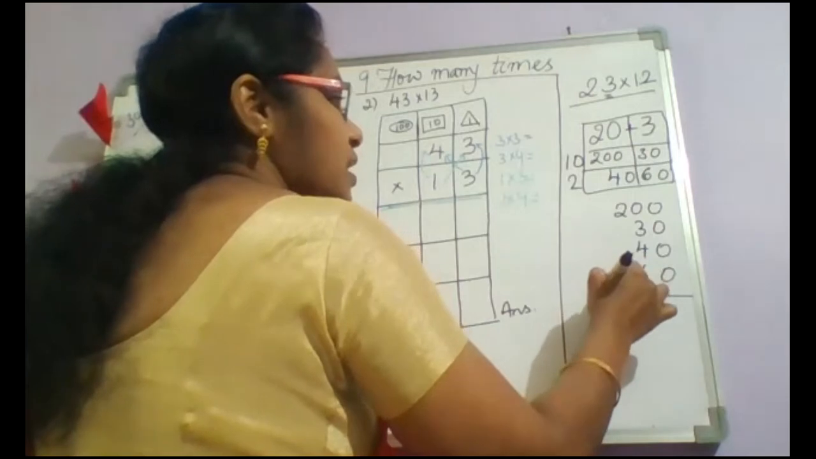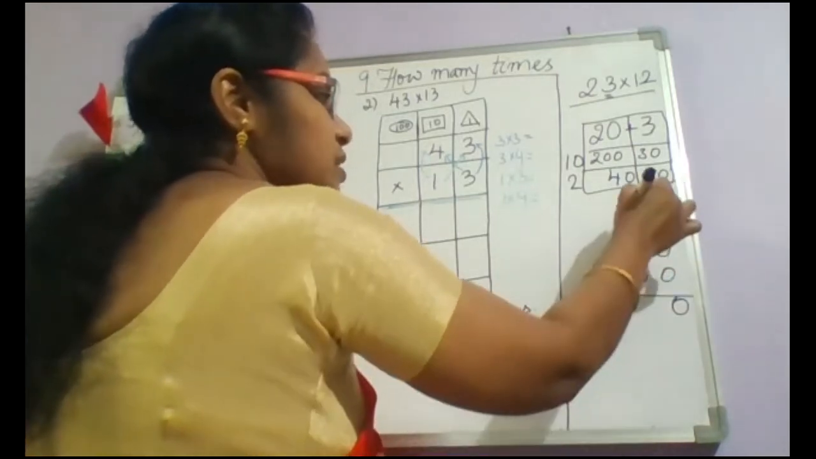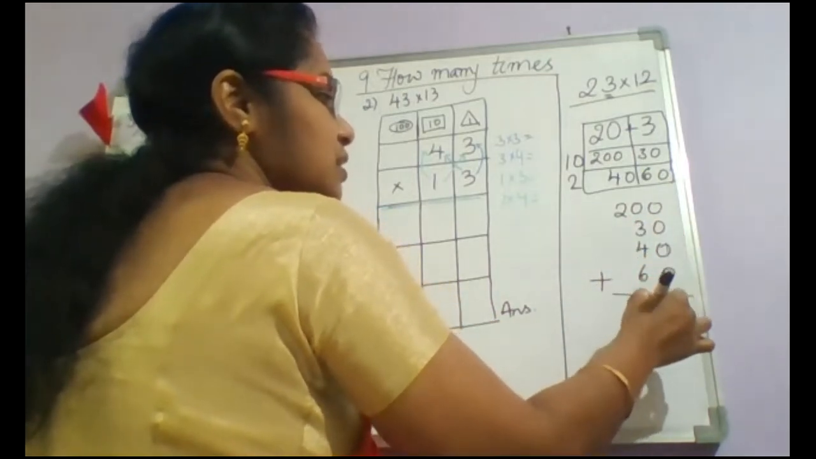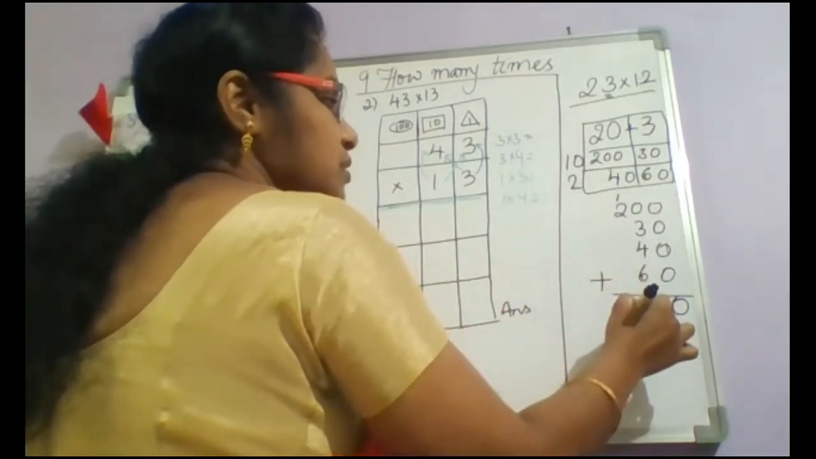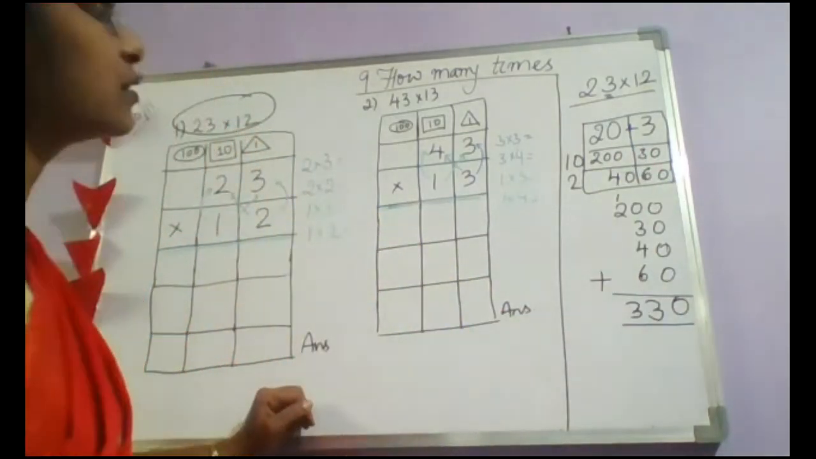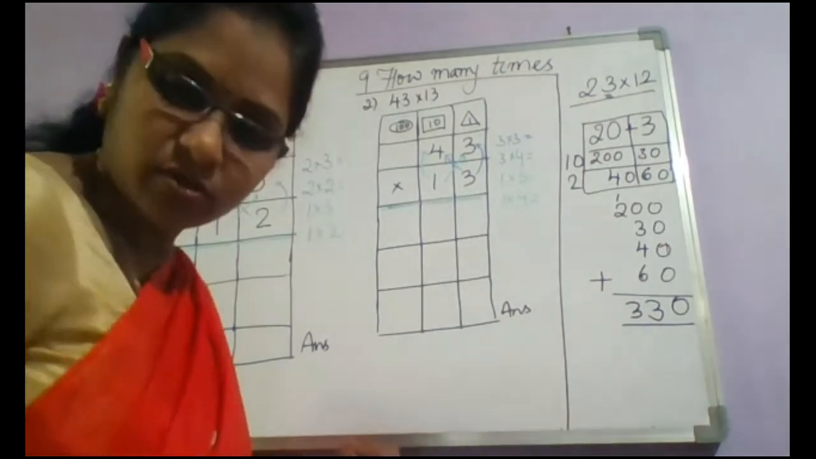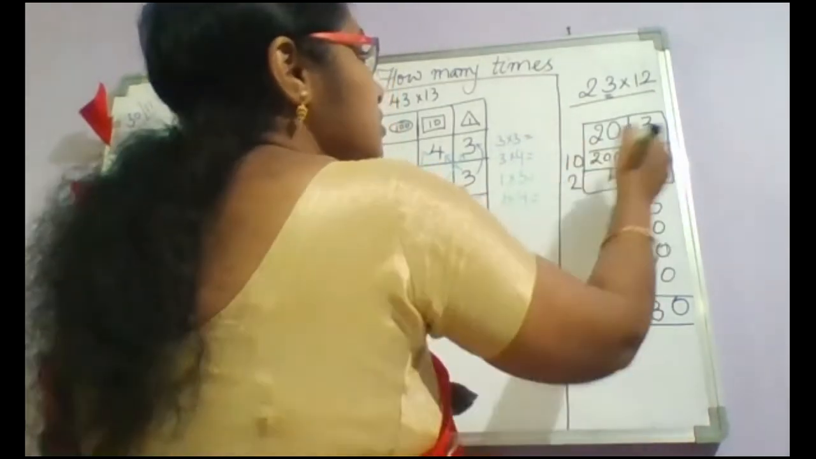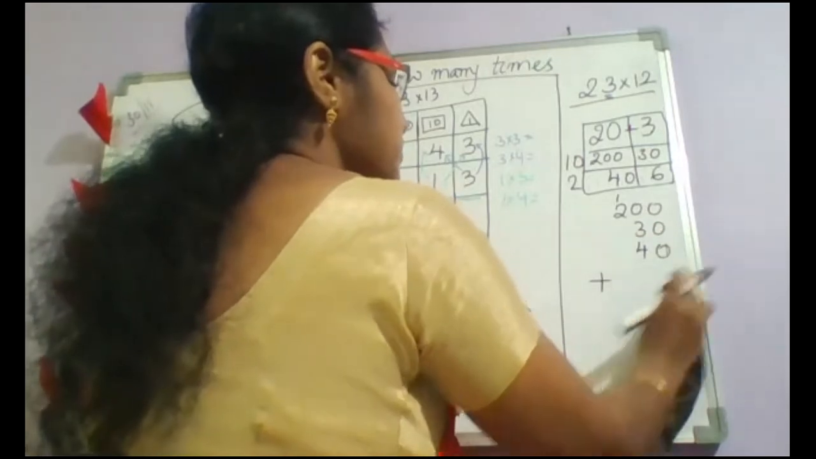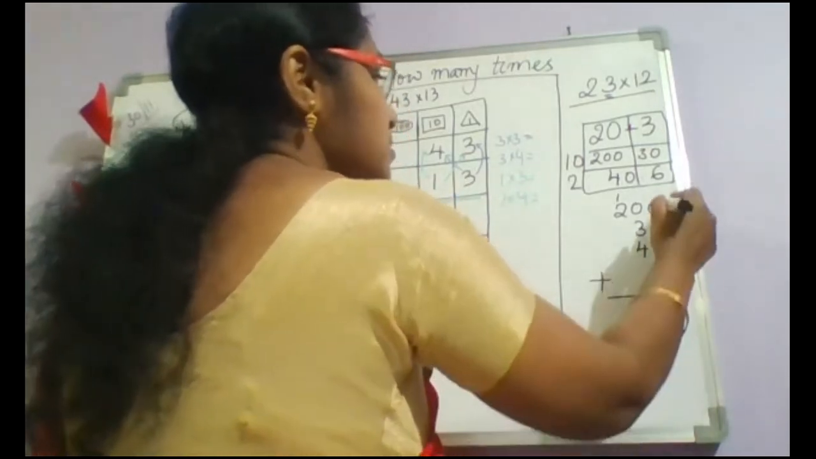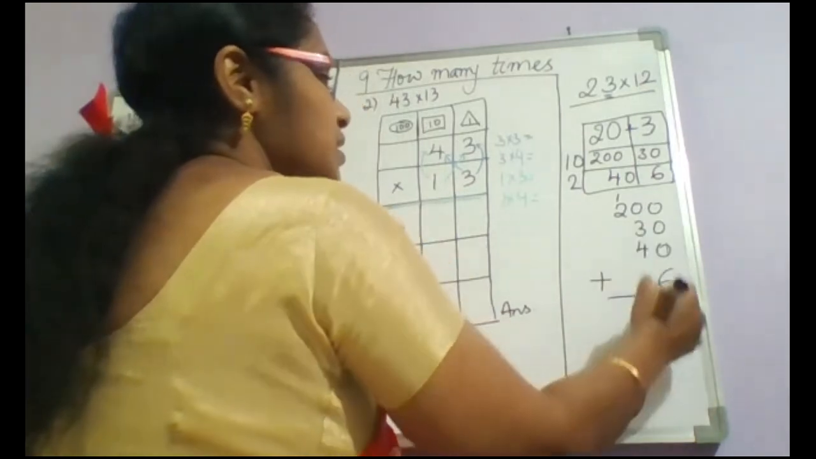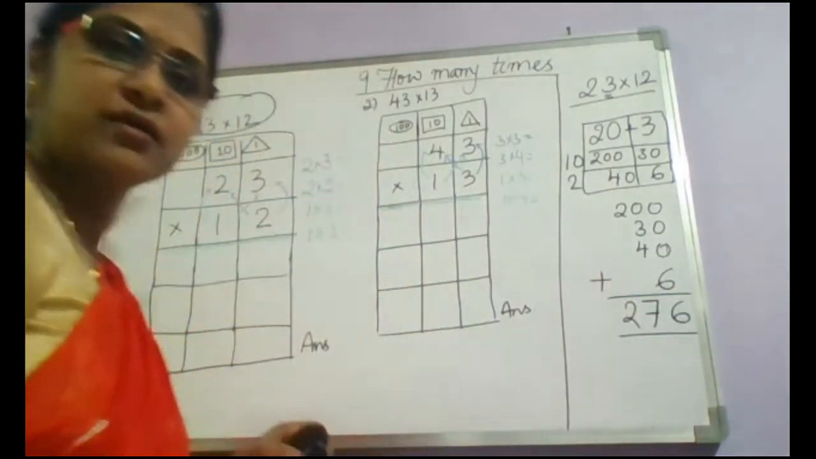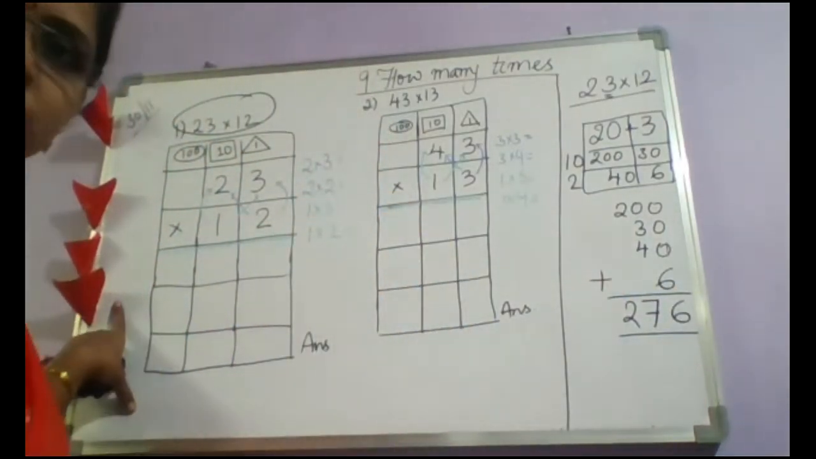So let me check what is the answer. No, somewhere wrong. Sorry. 2 3s are 6, so here it's not 60, it is 6. So 0 plus 0 plus 0 plus 6 is 6. 3 plus 4 is 7, and 2. So the answer is 276.